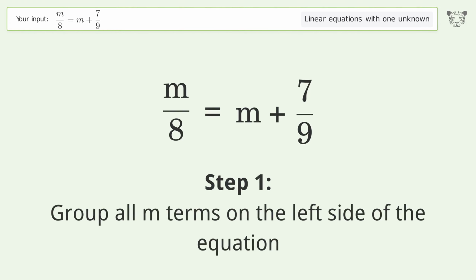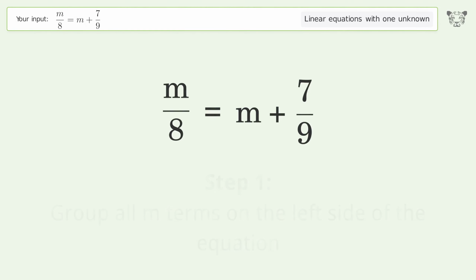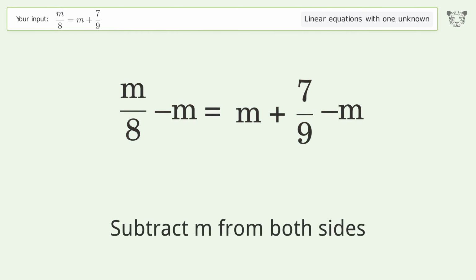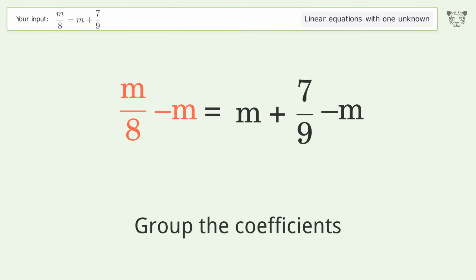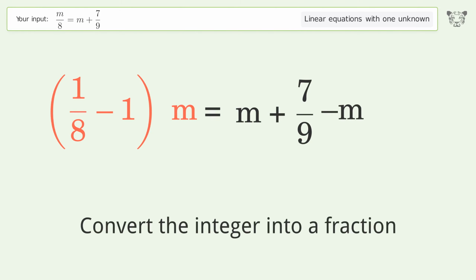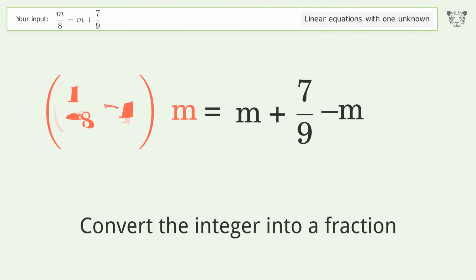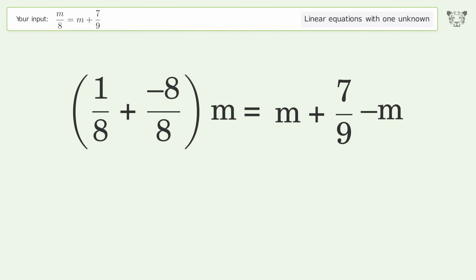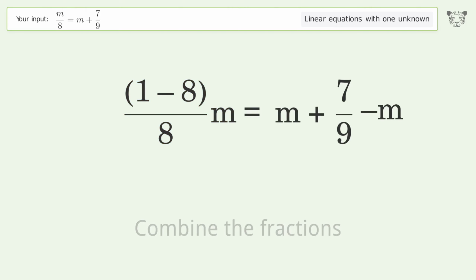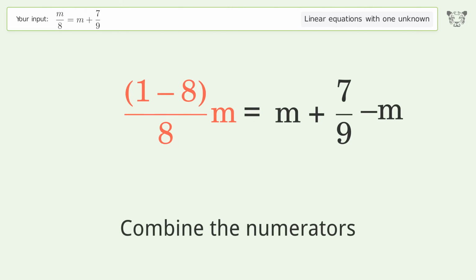Group all m terms on the left side of the equation. Subtract m from both sides. Group the coefficients. Convert the integer into a fraction. Combine the fractions. Combine the numerators.